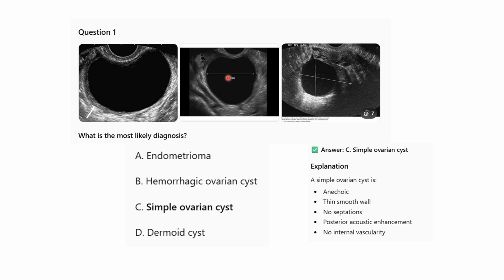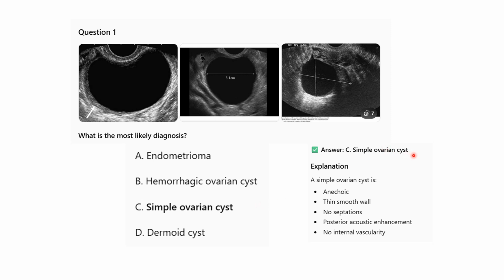So we had this type of cyst there, which is anechoic. What is the most likely diagnosis? A. Endometrioma. B. Hemorrhagic ovarian cyst. C. Simple ovarian cyst. And then D. Dermoid cyst. So you can see that this cyst is anechoic. So the answer is C.